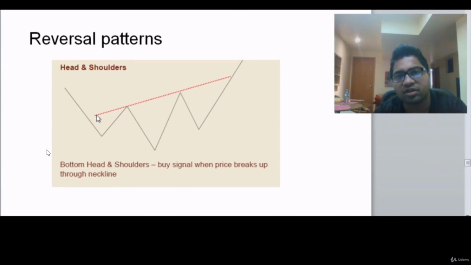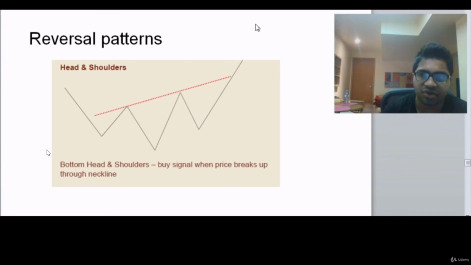Now if you draw this neckline, if you join these 2 points, you create a neckline. If stock breaks this neckline with volume, it is generally considered that the trend is reversing. So if it was a downward trend, now an upward trend is starting.